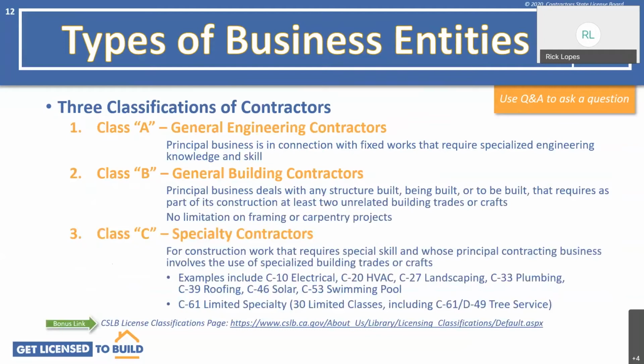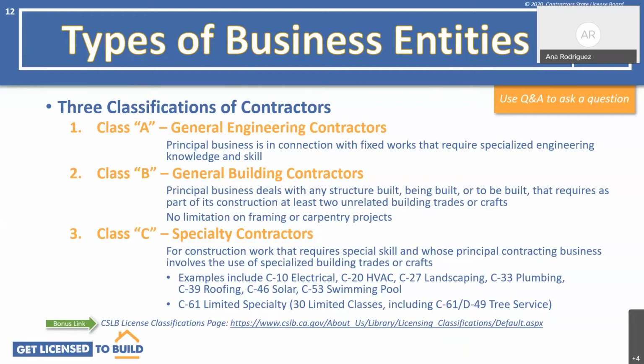Now let's talk about license classifications. A contractor's license can include multiple classifications, although you must select one when filing your application. While there are more than 40 license classifications in California, they all fall under 3 distinct categories. There is a bonus link to our classifications list at the bottom of the page.